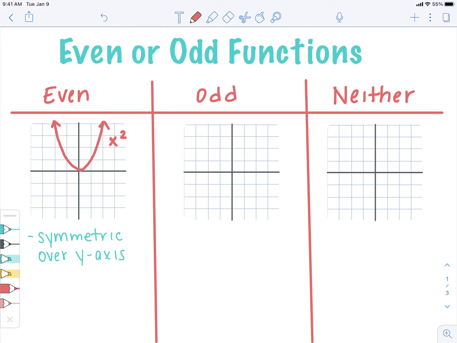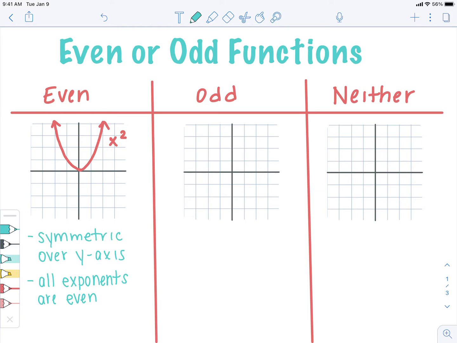X squared is our most basic even function. So we want it to be symmetric over the y-axis in order for it to be considered even. Another quick little shortcut we can take is if we look at the equation and every single exponent in the equation is even, then it's an even function. So all the exponents are even, and we can have constants. A constant would have an exponent of 0 because there aren't any x's in it.